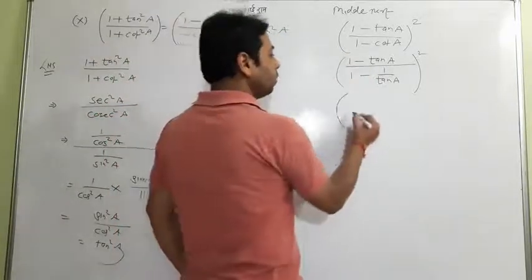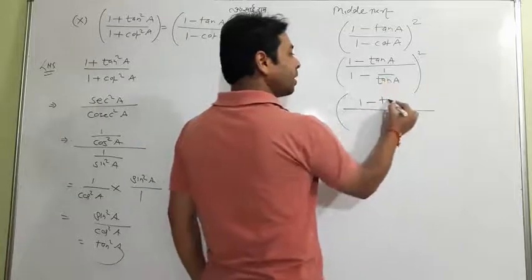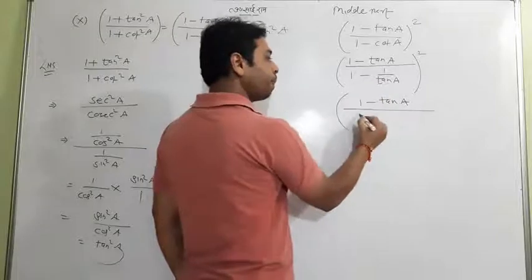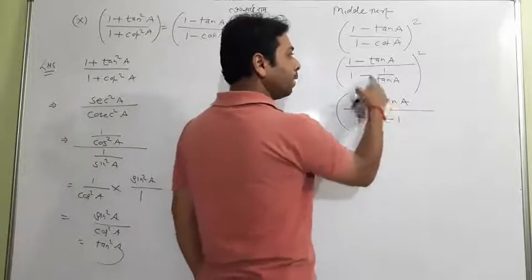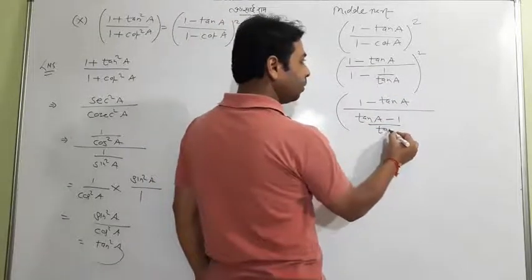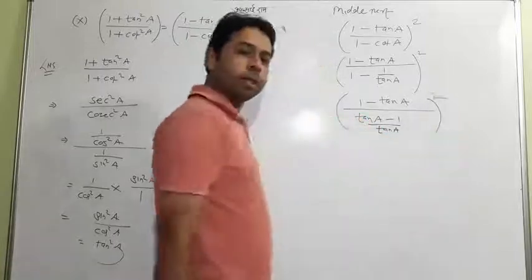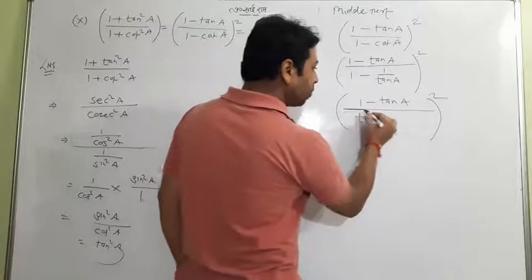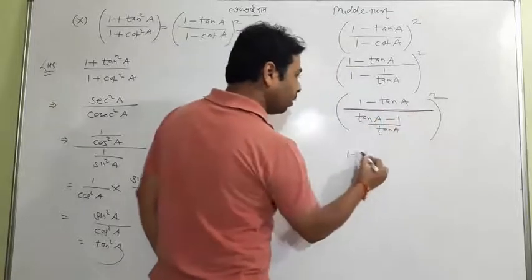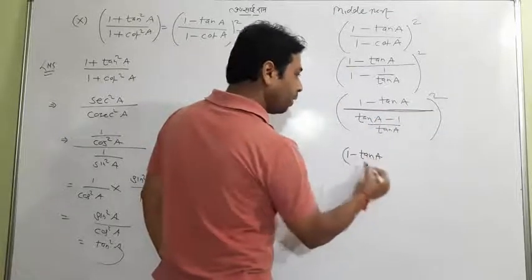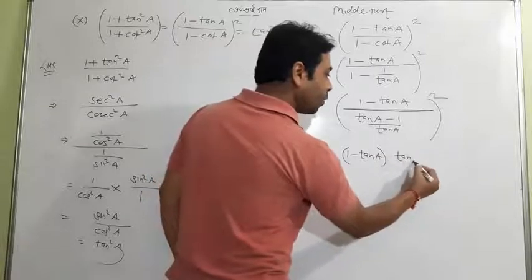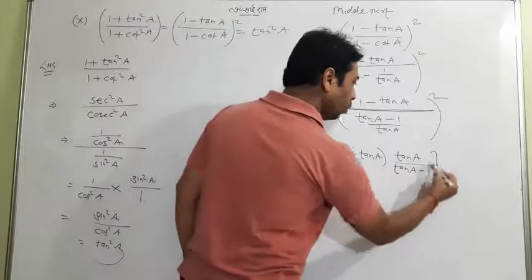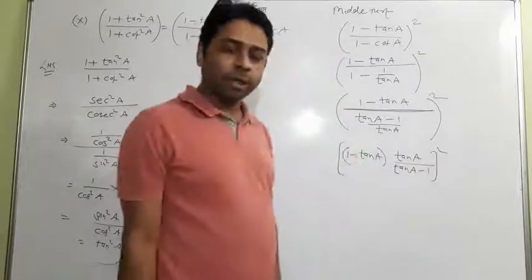Now what will I do? I'll take an LCM. 1 minus tan a is the same as it is, and the LCM of that term is tan a minus 1 upon tan a. Look at the whole square. Done. Now that particular division I turn into multiplication. Look at 1 minus tan a, that will turn into tan a upon tan a minus 1 whole square. I think it's very simple.